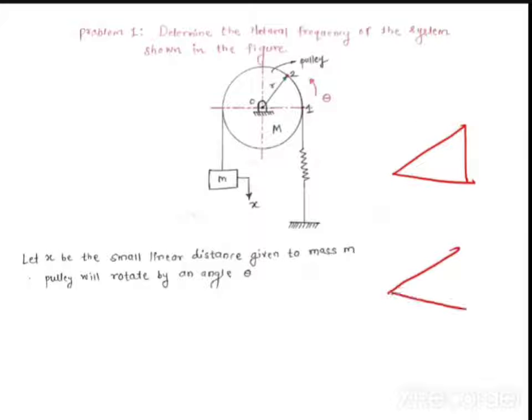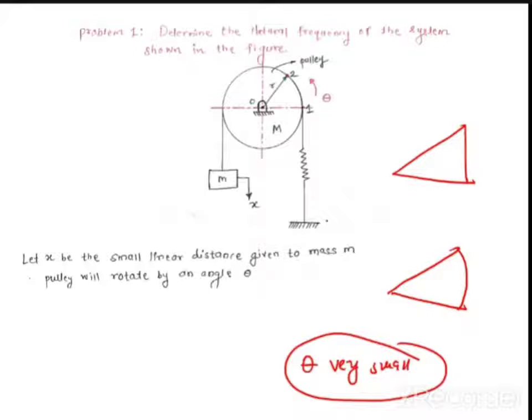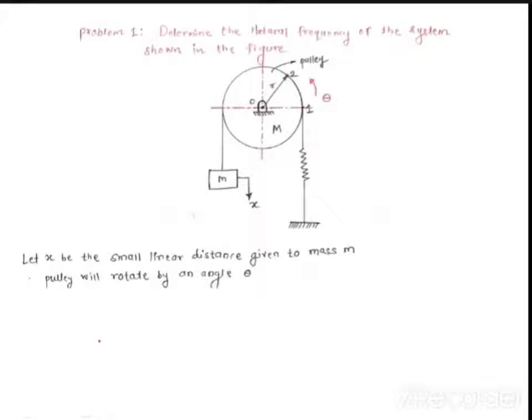Basically, you try to understand that this is a curve, but since theta is very small, we are considering that theta is very small. Why is theta very small? Because we are giving x as a very small linear displacement. So instead of considering this a curve, I can consider it a straight line, a triangle. Let us say this is point 0, this is point 1, and this is point 2. Now this angle is theta.